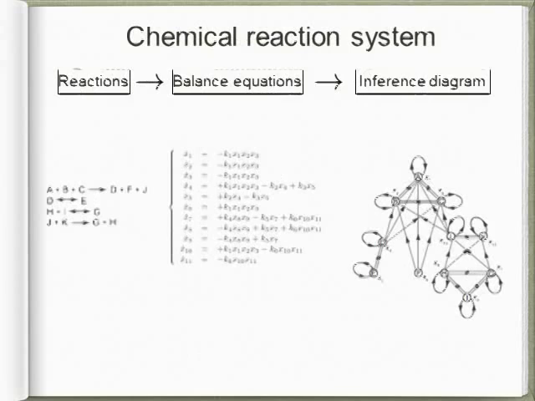So the graphic approach works as follows. For a general biochemical reaction system, you write down the ODEs using any kinetics you want. And then you construct the inference diagram.